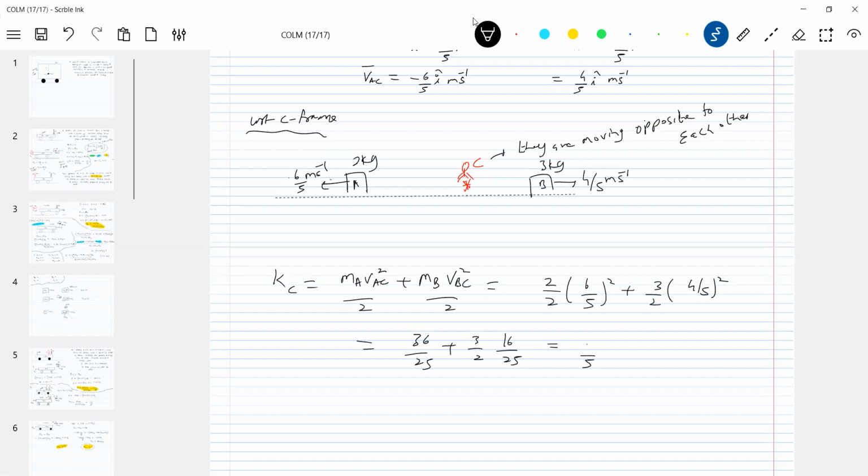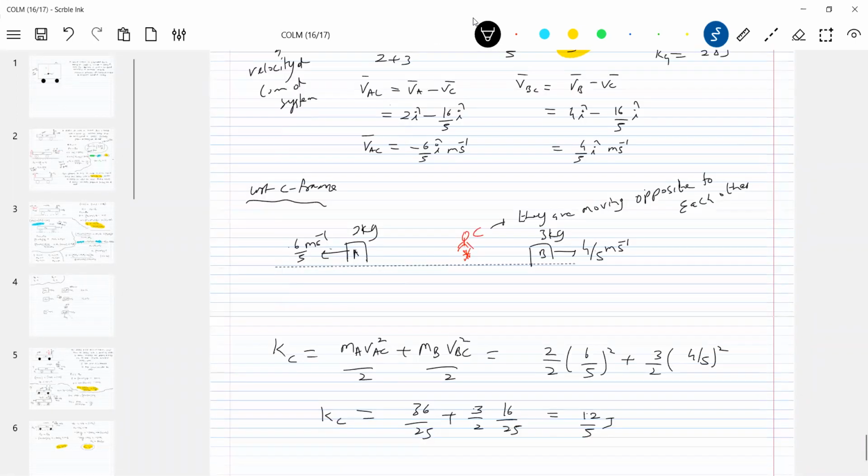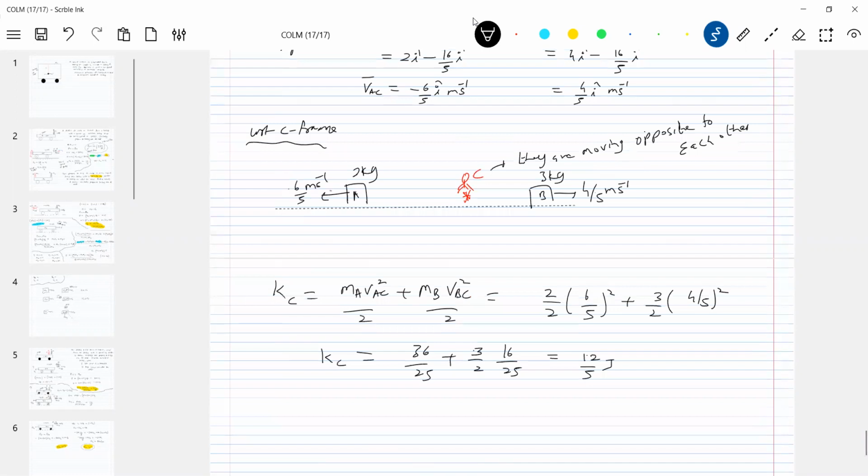Anybody value of this? 12 by 5. How much? 12 by 5. Okay, 12 by 5. Now check KC. Earlier it was 28 joule, no? How much is it now? Kinetic energy 12 by 5, very less, no? 2.4 joule.